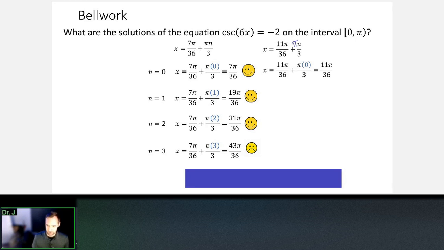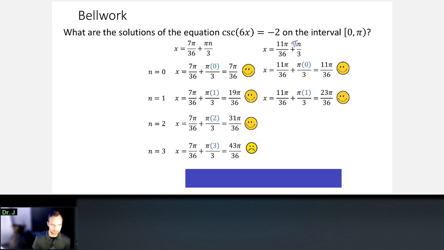All right, so we are going to plug in the first one, and obviously it's 11 pi over 6, and that is definitely between 0 and pi. All right, now let's change that 0 to a 1, and what do we get? 23 pi over 36. Is that between 0 and pi? It sure is, yep.